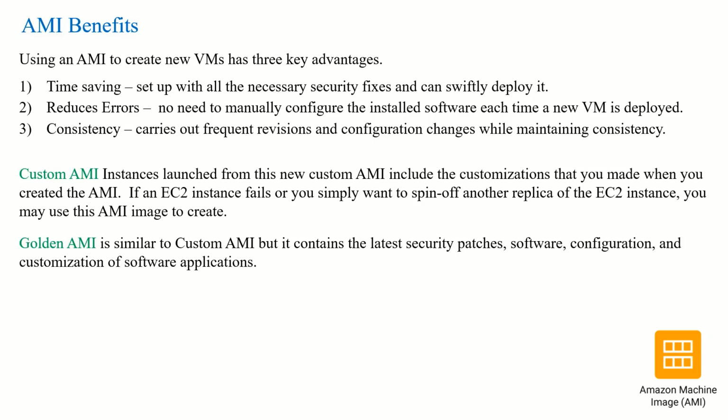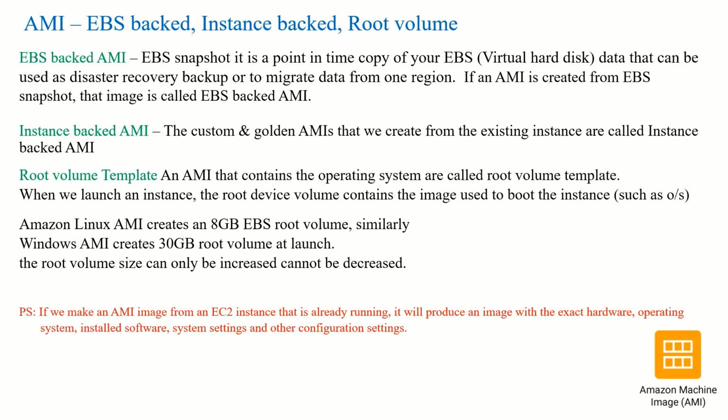A golden AMI contains the latest security patches, software configuration, customization of software applications, or maybe you have created one or two new login user accounts, correct? So all of them fall under golden AMI. After completing all these necessary steps, if you have taken another image backup, that image backup is called golden AMI, right? So these are the benefits and different types of AMIs that we can create.